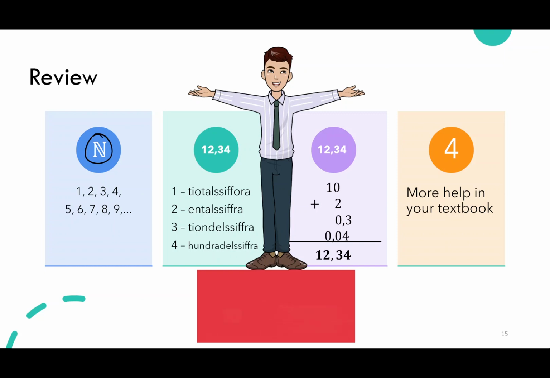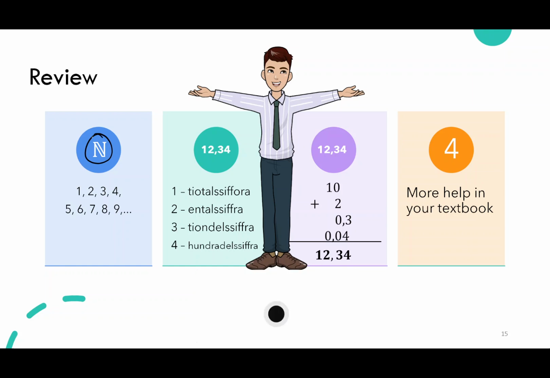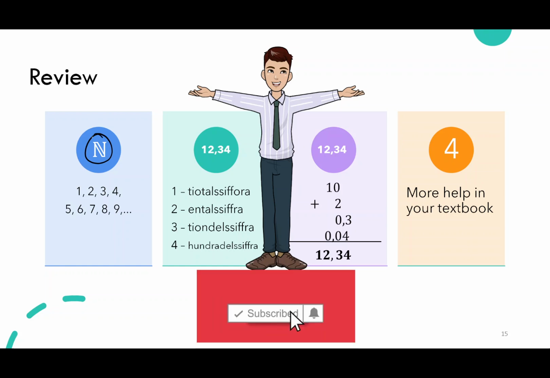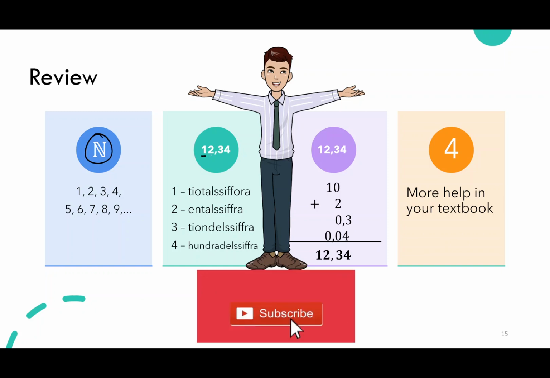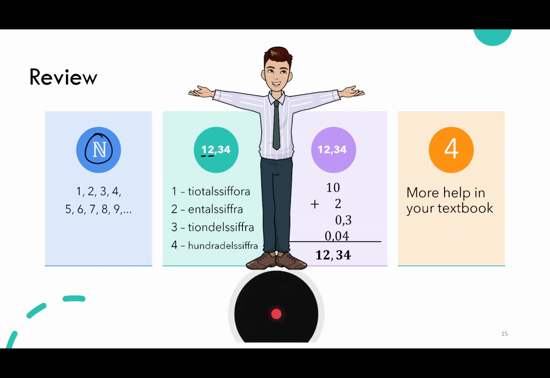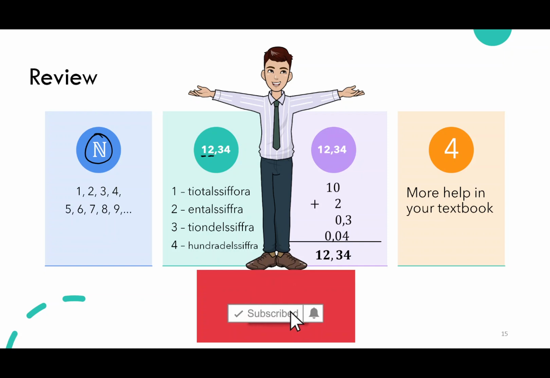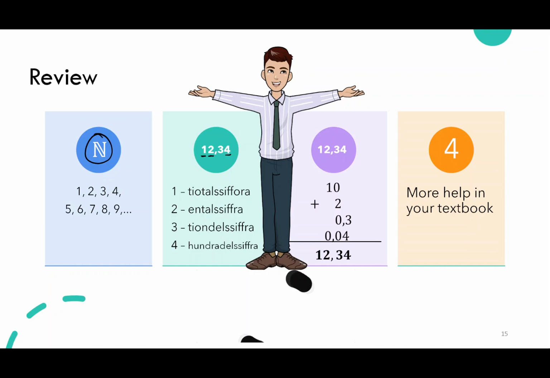We looked at platsvärden, and we saw that each number has a specific place value. In the number 12.34, we know that the 1 is our tiotal siffra. The number 2 here is our ental. The number 3 is our tiondel siffra. And the final number is our hundradel siffra.